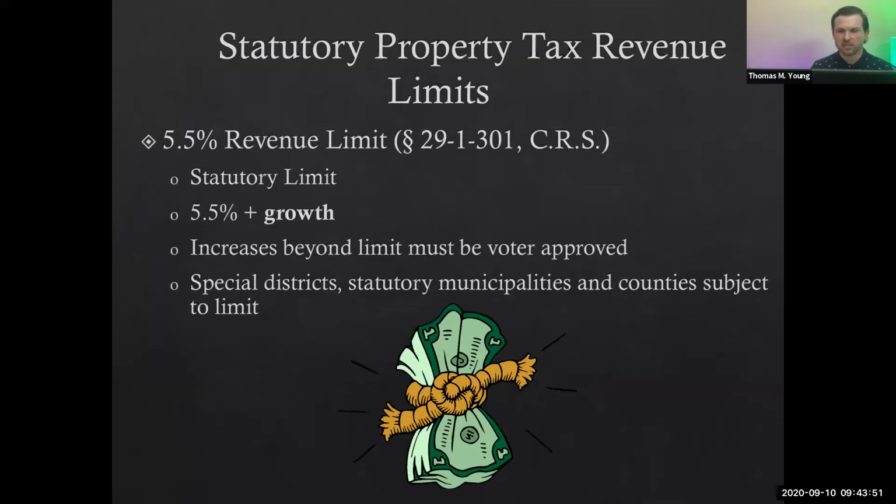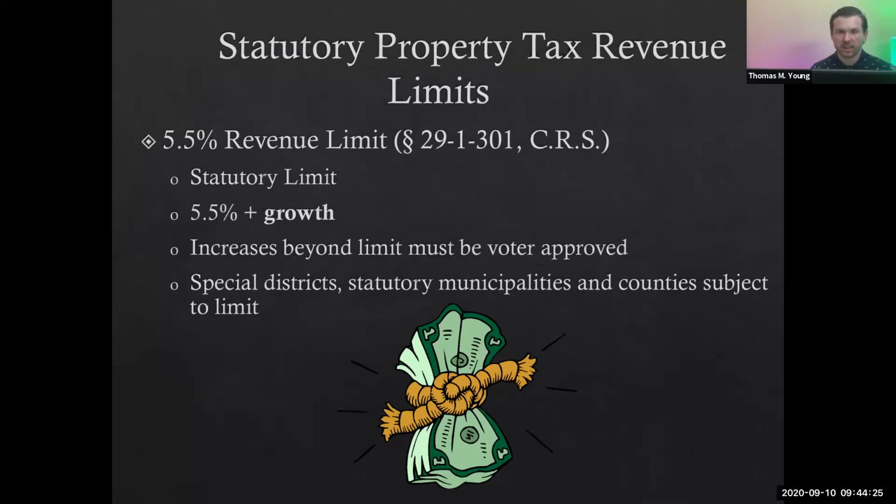If we jump over to the second limit, it's the statutory property tax revenue limit. So it's a 5.5% revenue limit found in Title 29. This one is statutory, which means hypothetically, on a whim, our legislature could write a bill, introduce a bill, pass it, and change that 5.5% to any number that they want.